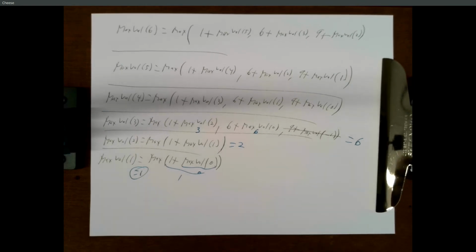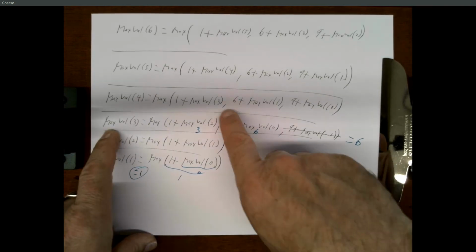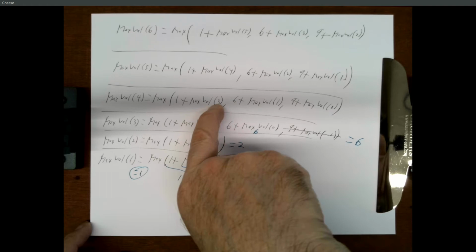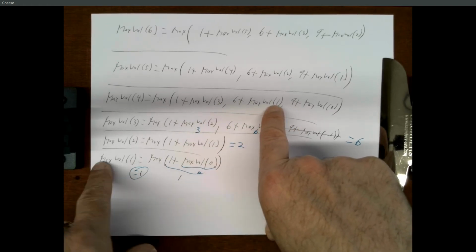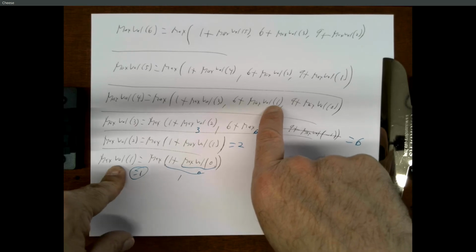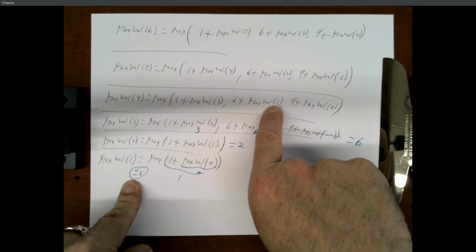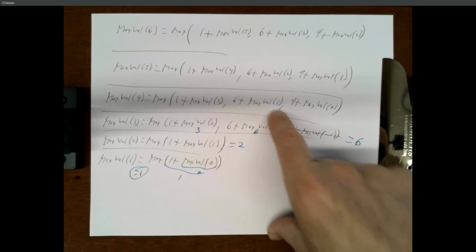And I'm using dynamic programming here, right? So we calculated max val of 3 because we needed max val of 3. I also need to calculate max val of 1. I'm not going back and redoing this. I've already written down what max val of 1 is. It's a 1, so I'm just reading this out of my memory, right, my blue ink.